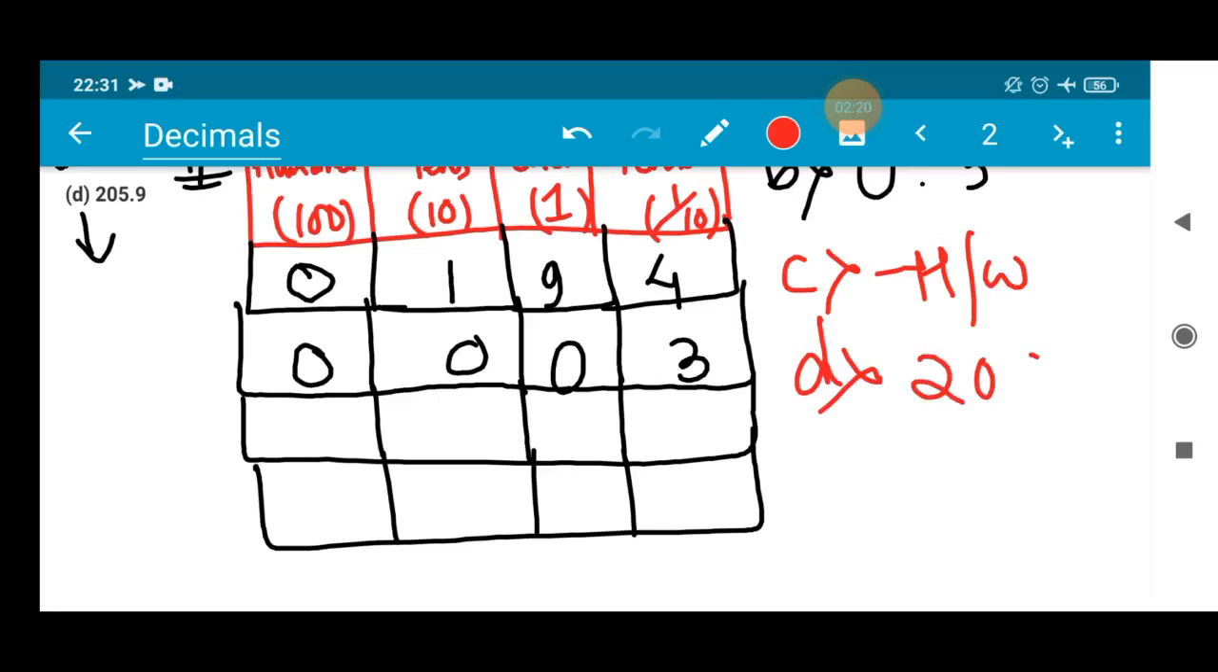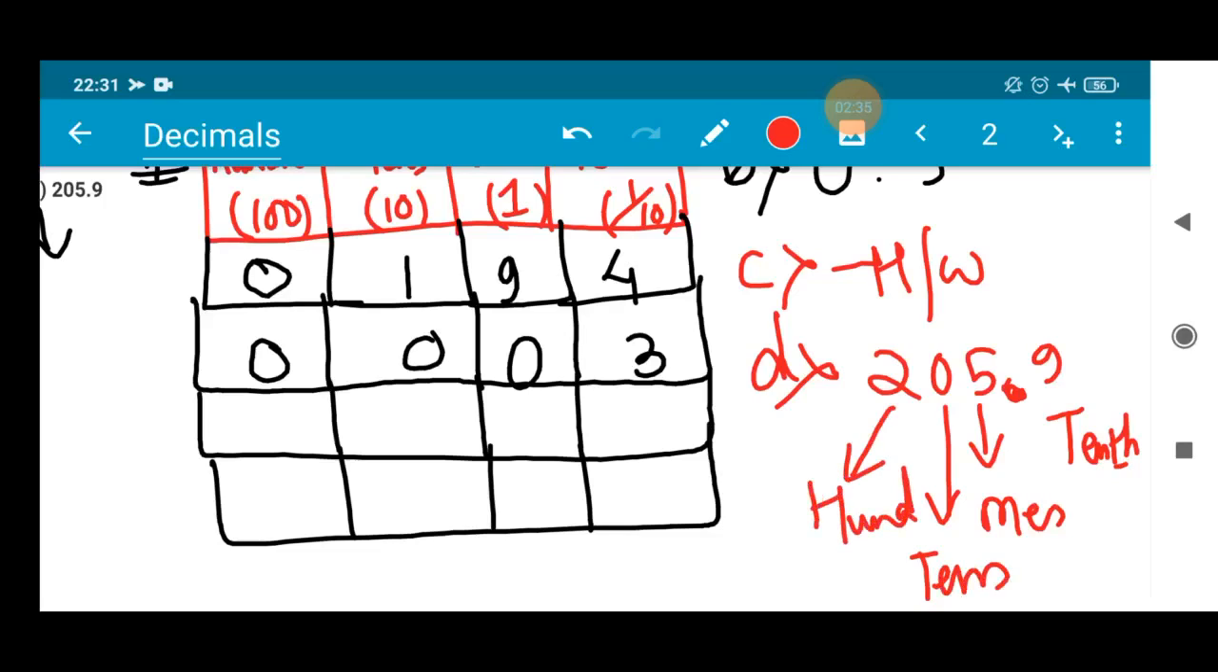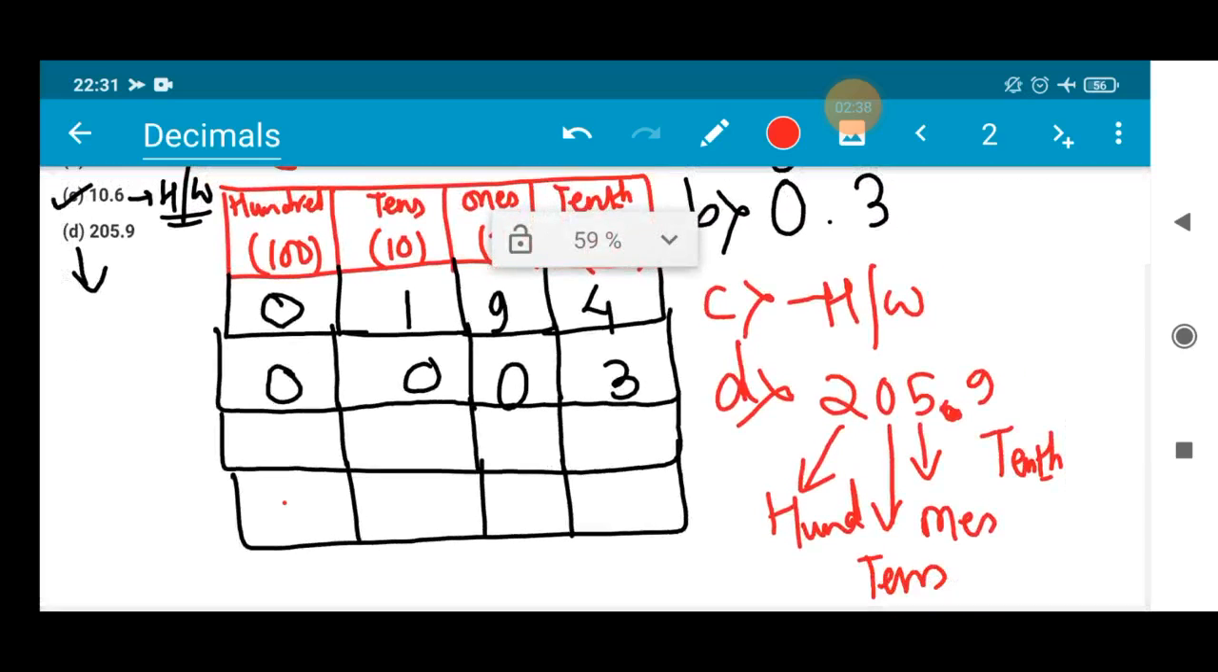Number D is 205.9. As after the point we have the tenth position, right? 5 is ones, 0 is tens, and this 2 over here is 100, right? So this is our 100 position. 2, 0 is in tens place, 5 is in ones place, and in tenth position there is 9. So the value is 205.9. Tenth means after the decimal there is one number which is 9. Alright, so I hope you guys understood this. This is the way of doing.